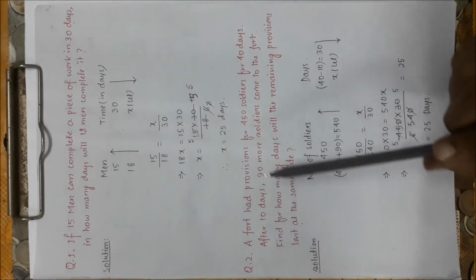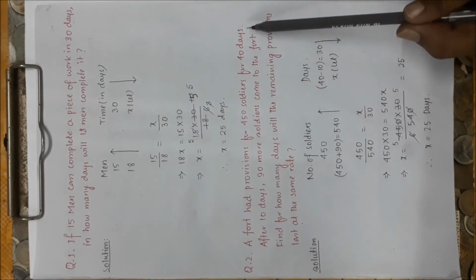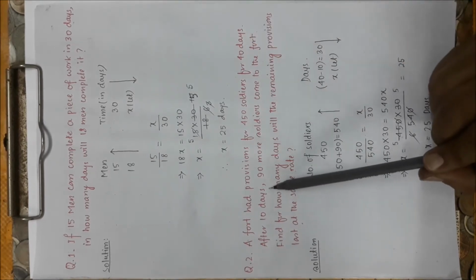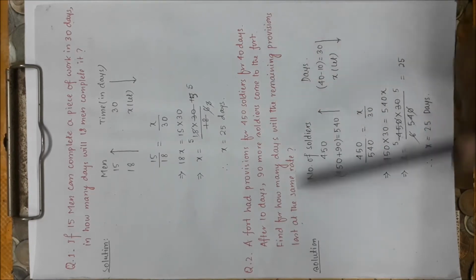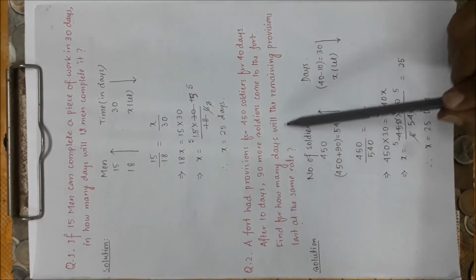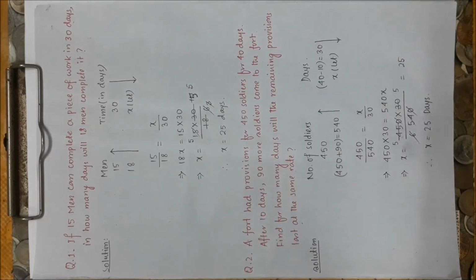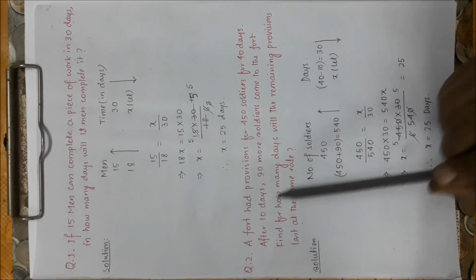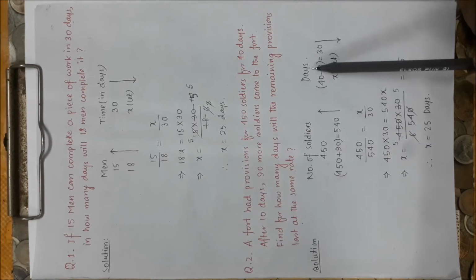A fort has provisions for 450 soldiers for 40 days. After 10 days, 90 more soldiers come to the fort. Find for how many days the remaining provision will last at the same rate. So here the number of soldiers is given to you and the days are given to you.